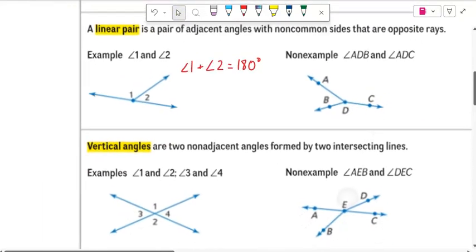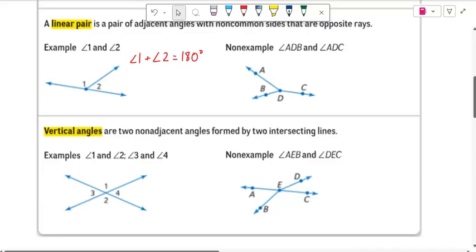Term number 3, vertical angles. Say that out loud. Vertical angles. Oh my gosh. Good morning, first period. We got to wake up a little bit. Say it out loud. Vertical angles. Thank you. Humor me this morning.